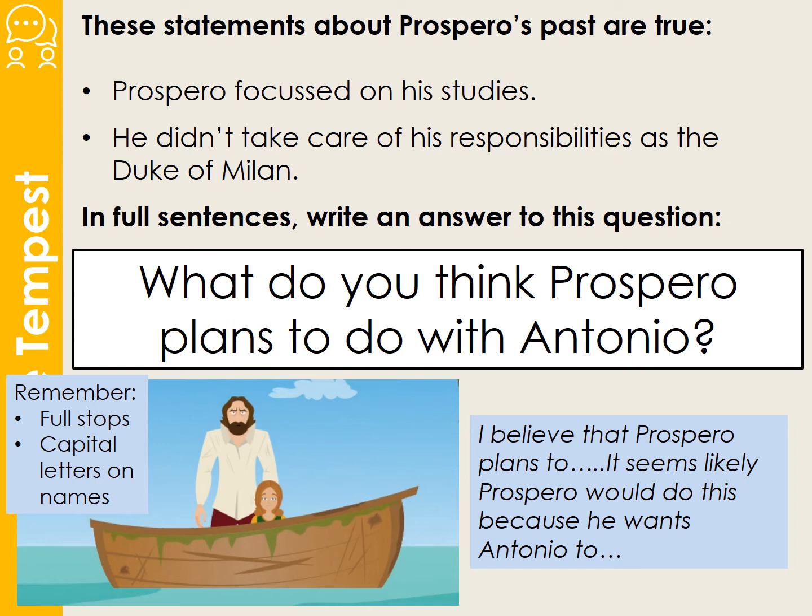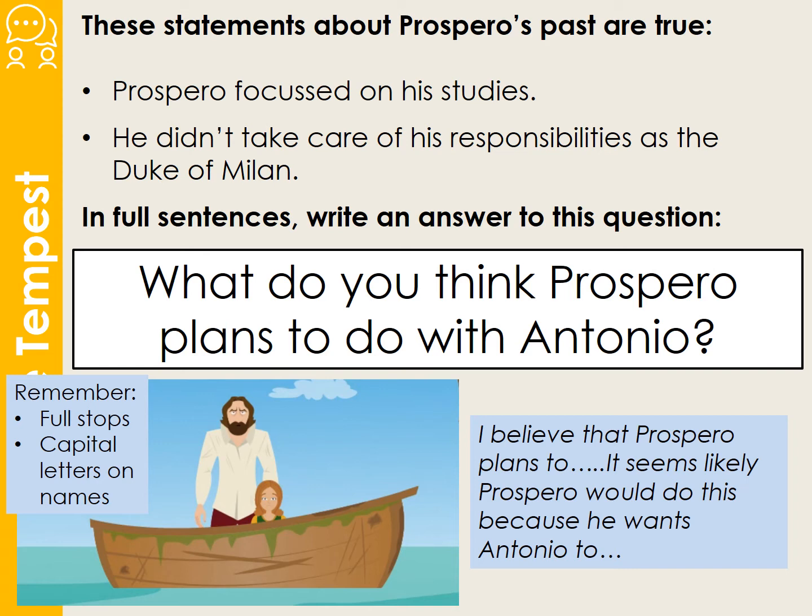Please remember to use full stops and capital letters on names, and then in the blue box there is a really simple couple of sentence starters you might want to use to help you with this. I believe that Prospero plans to. It seems likely Prospero would do this because he wants Antonio to. So think about the keywords in that keyword box also on this slide.